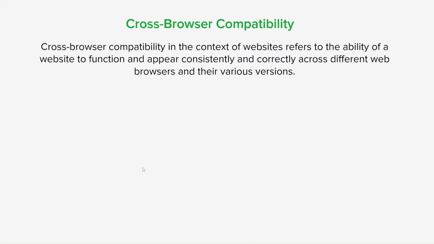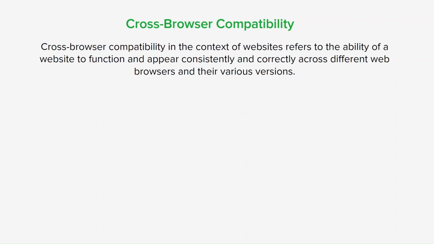So cross-browser compatibility in the context of websites refers to the ability of a website to function and appear consistently and correctly across different web browsers and their various versions. Different browsers are developed by different companies, and they have distinctive rendering engines as well, which means that they interpret HTML, CSS, and JavaScript code differently. And this can lead to discrepancies in how a website looks and behaves, causing issues for users who access the site using different browsers.